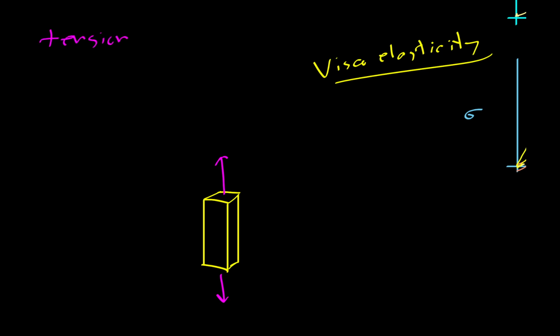You can also do the opposite. You can push on something. You can compress it. This is compression. So bones, for example, are highly adapted for handling compressive loading.